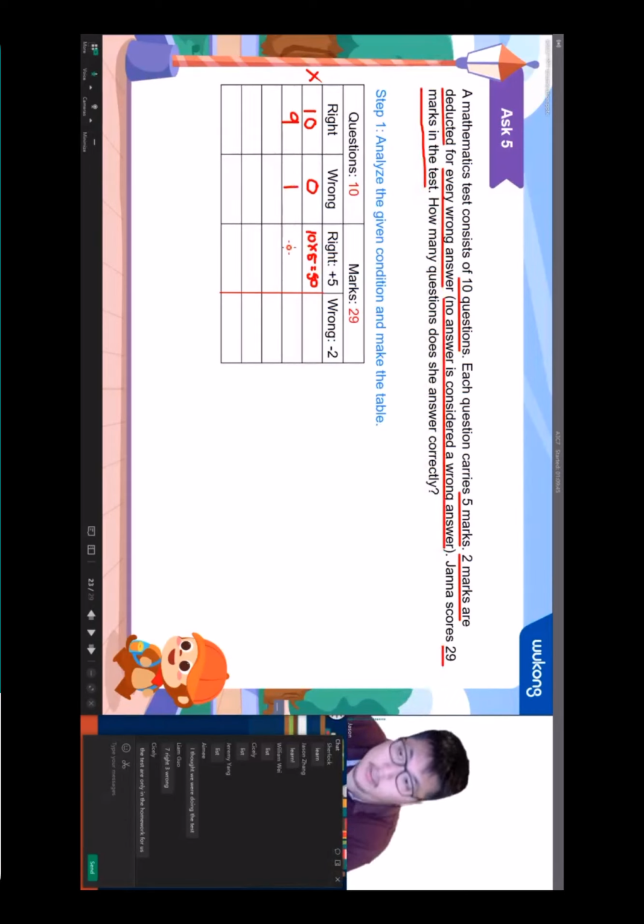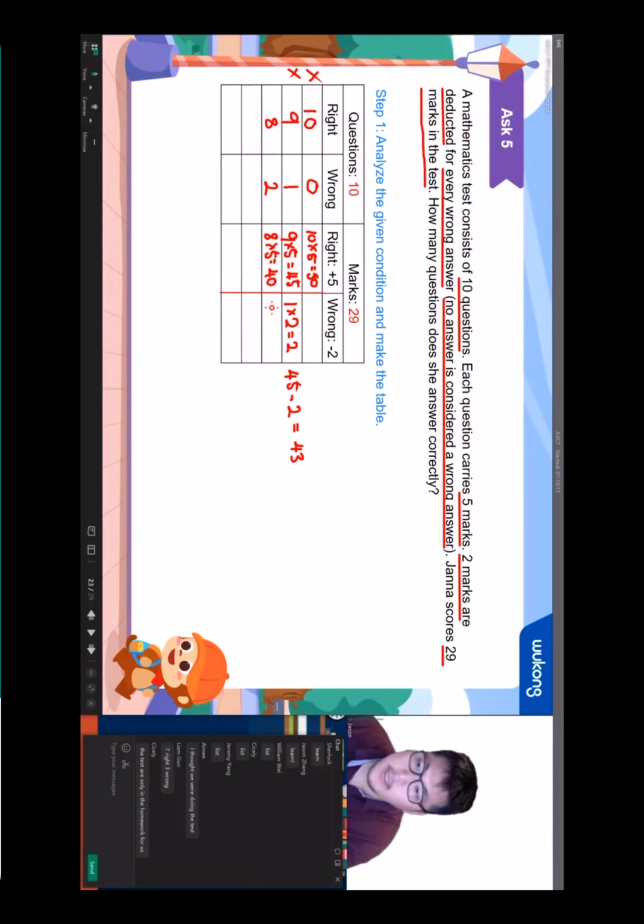So it's like the chicken and goat question, guys. Okay, so 9 times 5 equals 45. And then if you get 1 wrong, 1 times 2 equals 2. So, guys, it's 45 take away 2, which is 43. So, as you can see, it takes a little bit of time to calculate everything now. 8 and 2, so 8 times 5 is 40, and now 2 times 2 equals 4, so 40 take away 4 equals 36, so nope.